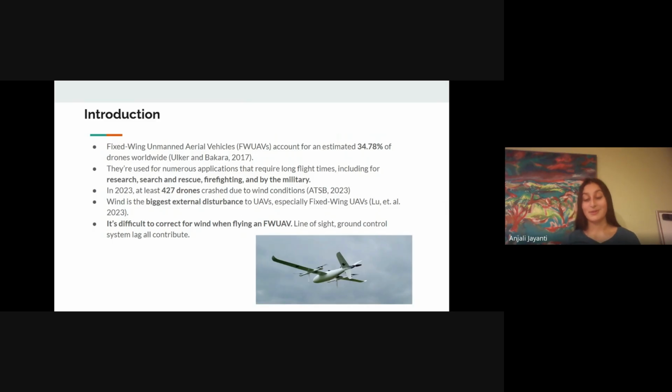It's difficult to correct for wind, and I know this from personal experience when flying a fixed-wing UAV. These drones fly out of sight, and so they don't have a frame of reference to look at. Ground control systems, where an operator is getting their data from, can also be laggy and go through multiple links before they actually reach the operator. With ever-changing winds, it's difficult for an operator to work in these conditions.